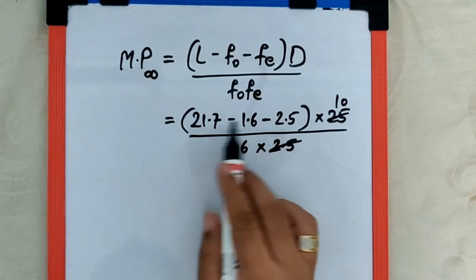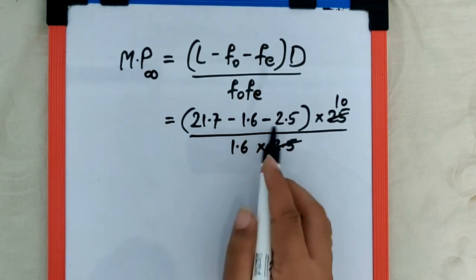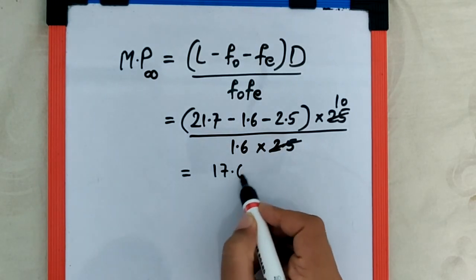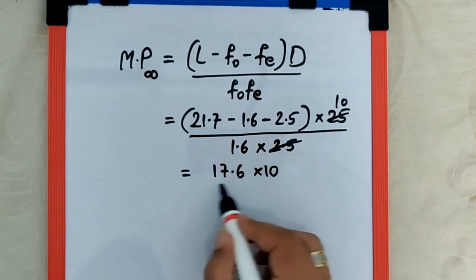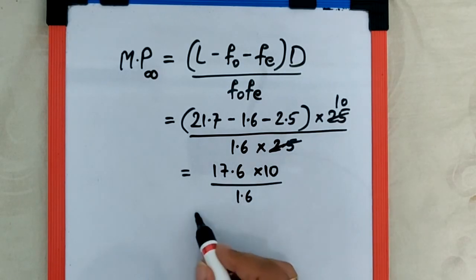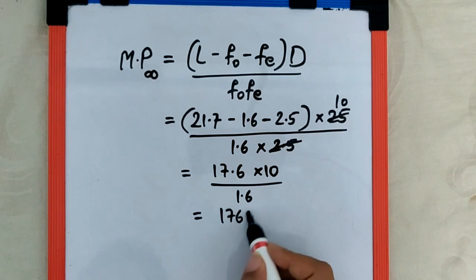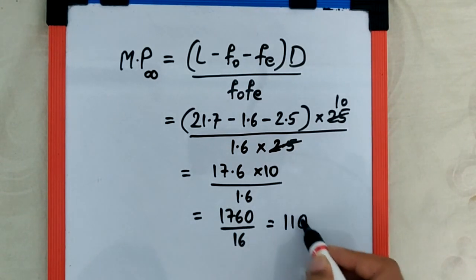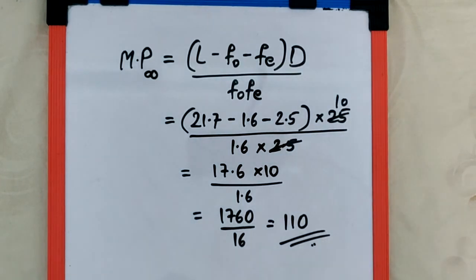And when you subtract 21.7 minus 1.6 and 2.5, we get 17.6, the whole into 10 upon 1.6. That becomes 1760 by 16, which is nothing but 110. And that is the final answer.